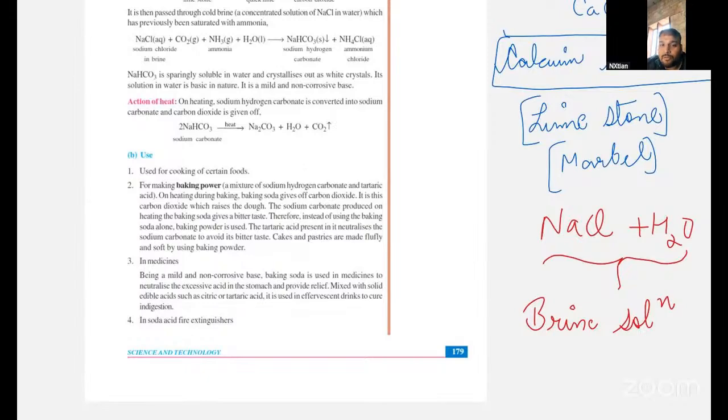5 marks question. So we know that in making cake we use baking soda or baking powder. So we take baking soda. Then how is it formed? Brine solution, ammonia, carbon dioxide, then we will get that thing. And the uses, you have to write minimum 3 or 4. So these are the three big minimum uses. So we'll read this.